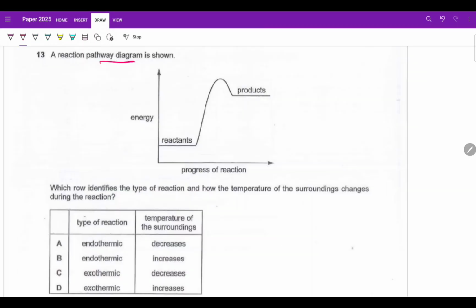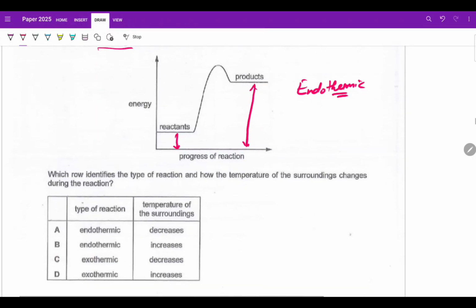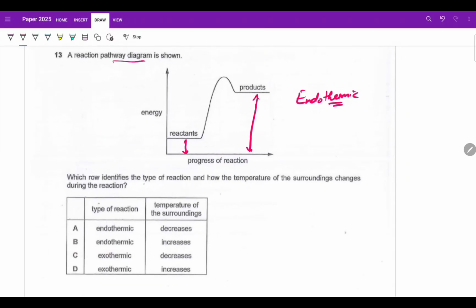12th, C. Question 13 says a reaction pathway diagram is shown, and we can see in this reaction pathway the reactants have lower energy and the products have higher energy. It means the energy has to be provided to the reaction, that is, it is an endothermic process, and endothermic always requires energy. So I can identify from this graph it is endothermic. Which rows identify the type of reaction and how the temperature of surroundings changes during the reaction.